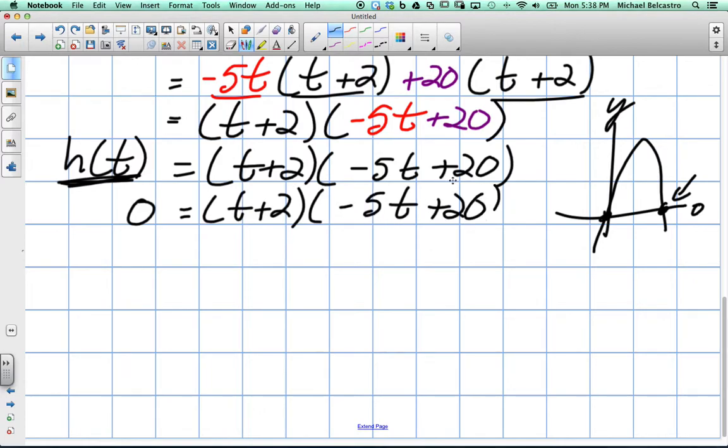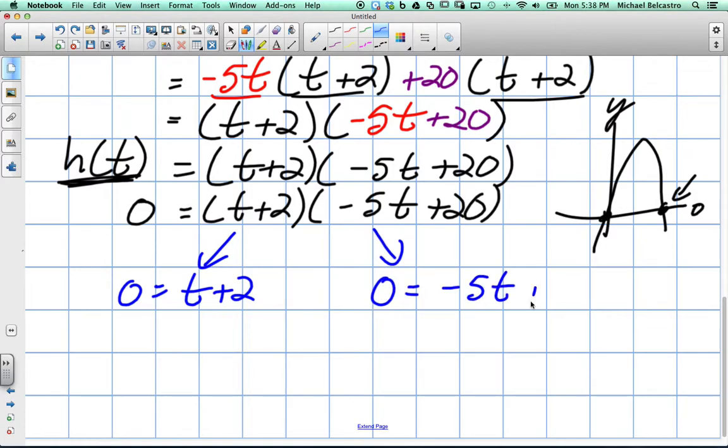Now the goal here is to multiply two terms, and we don't know what the terms are, to equal 0. Well, there's only one number you can multiply by to get 0, and that's the number 0 itself. So we go on the assumption that one of these is 0. In order to solve it, we split this equation up. We set 0 equal to t plus 2, and we set 0 equal to negative 5t plus 20.